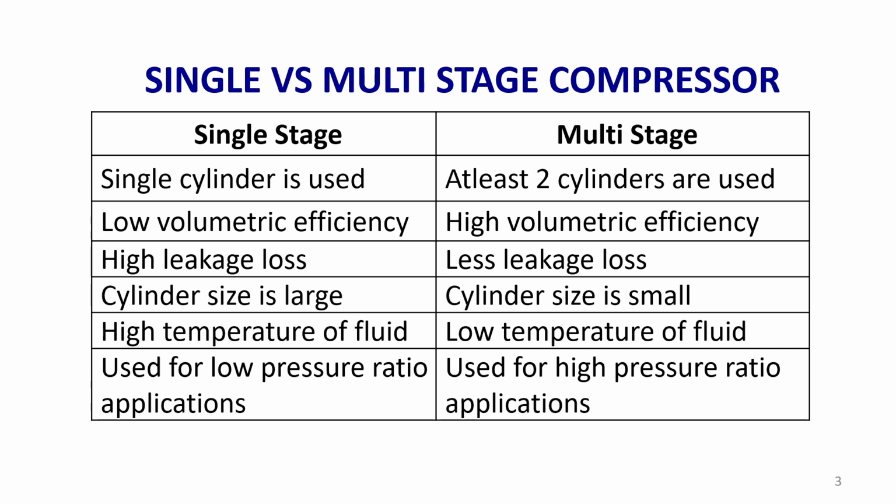The temperature of the compressed fluid is quite high in single stage, whereas here it is less because a device called an intercooler is incorporated between the first stage of compression and the second stage of compression, which we will see in the construction of the multi-stage air compressor. Generally single stage is used for low pressure ratio applications, and multi-stage for high pressure ratio applications. The objective of developing a multi-stage compressor is to minimize the work of compression, that is the power consumed by the compressor.